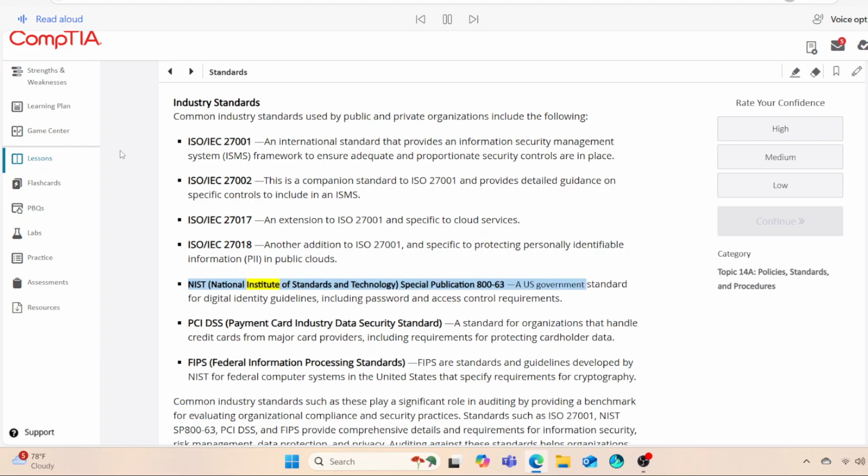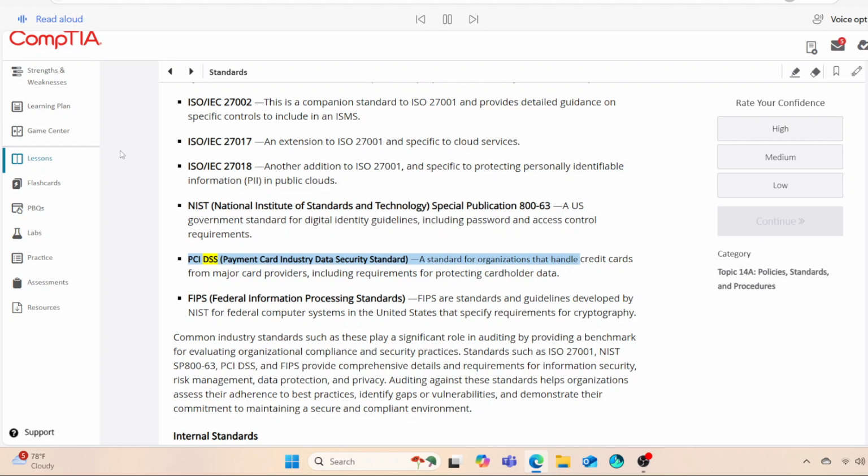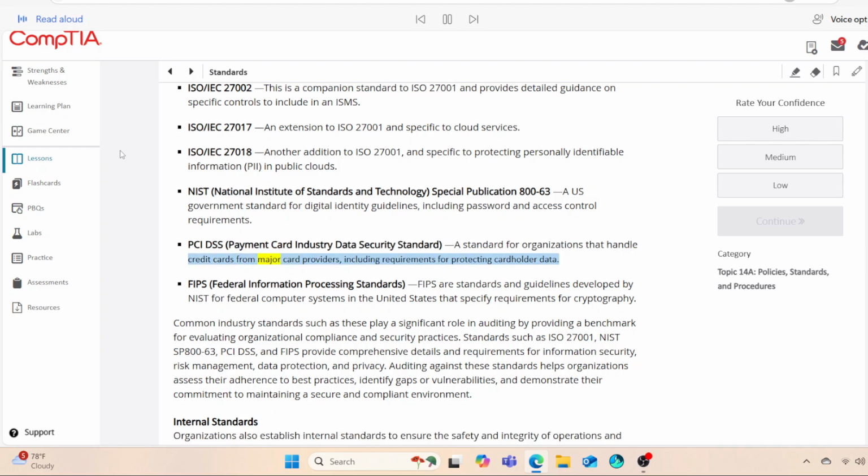NIST, National Institute of Standards and Technology, Special Publication 800-63, a U.S. government standard for digital identity guidelines, including password and access control requirements. PCI DSS, Payment Card Industry Data Security Standard, a standard for organizations that handle credit cards from major card providers, including requirements for protecting cardholder data.